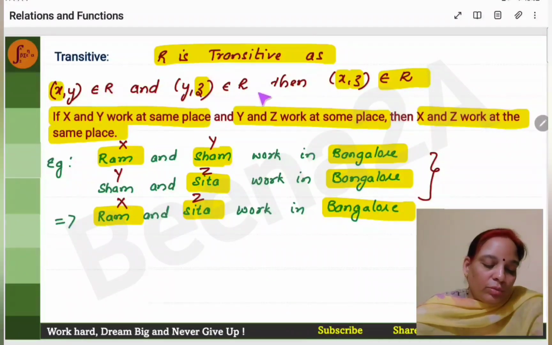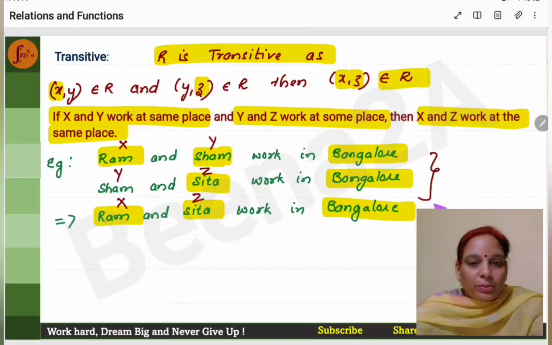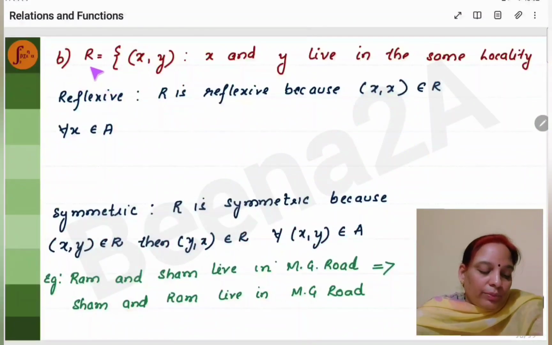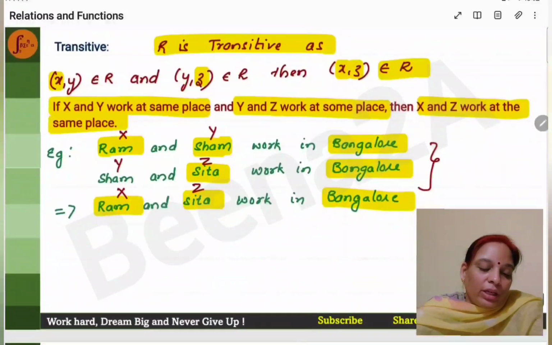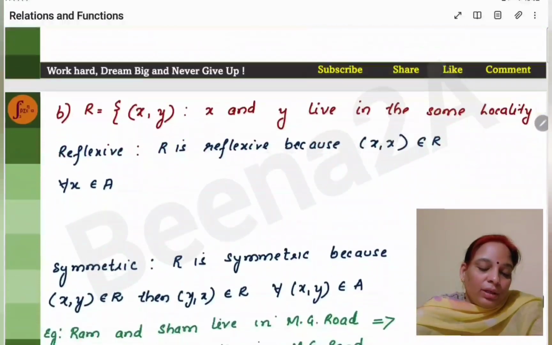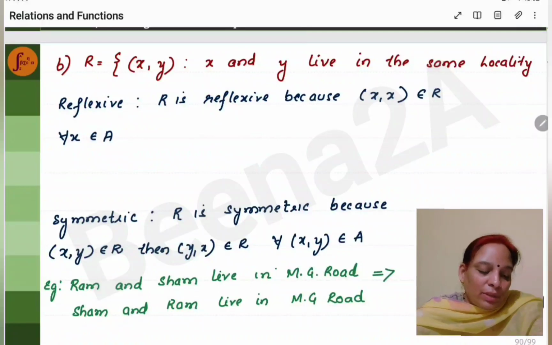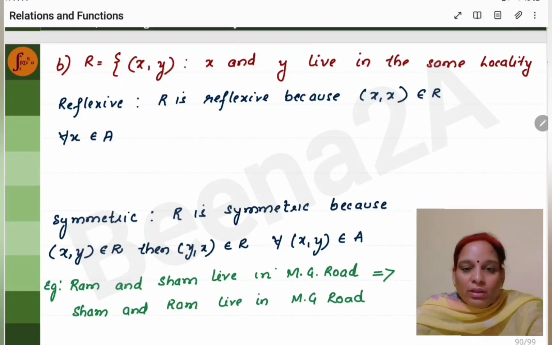In both of these forms you can write. This is just an example. The next one. Here the relation is given as x and y live in the same locality. Exactly the problem is same, right? Here it was working in the same locality. Here it is living in the same locality. Same thing. So R is reflexive because x comma x, right? The same person can live in the same locality, right? So x comma x belongs to R.